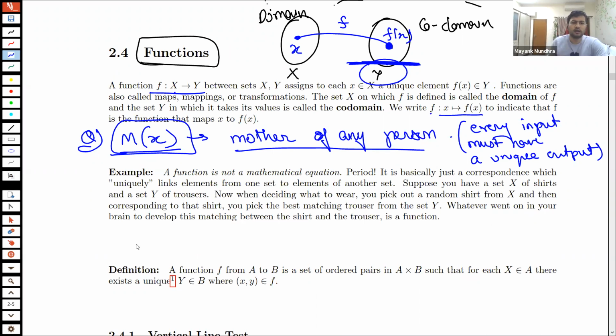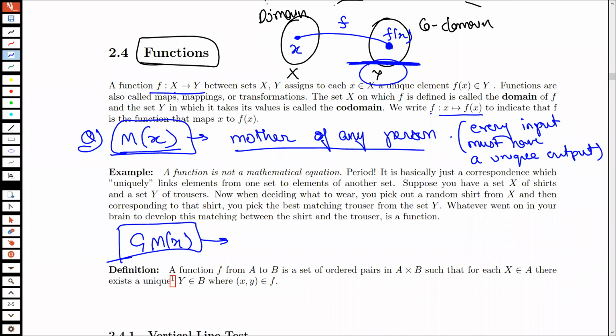Okay. Other is, let's say, grandmother of x. The grandmother of x gives the grandmother of any agent x. Now, will this relationship be a function? You know what a grandmother is, right? So, will this relationship be a function?